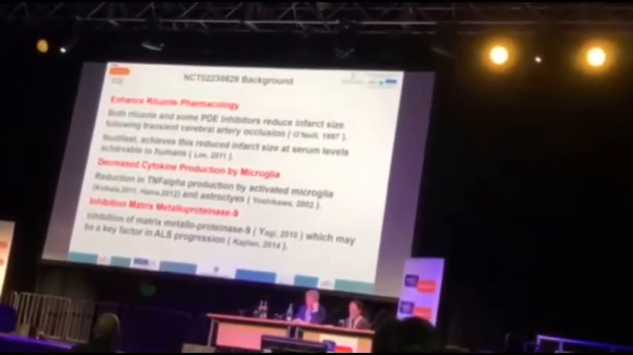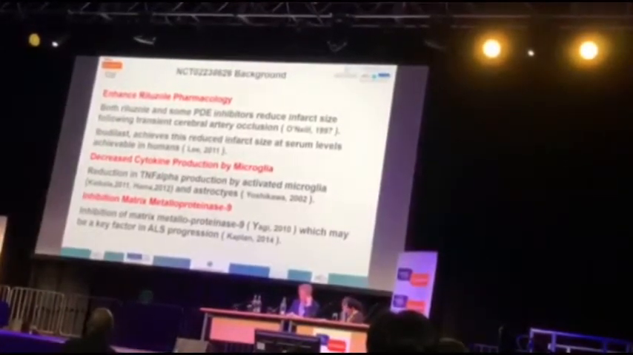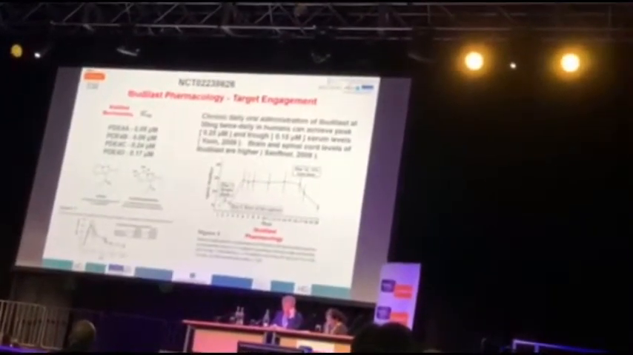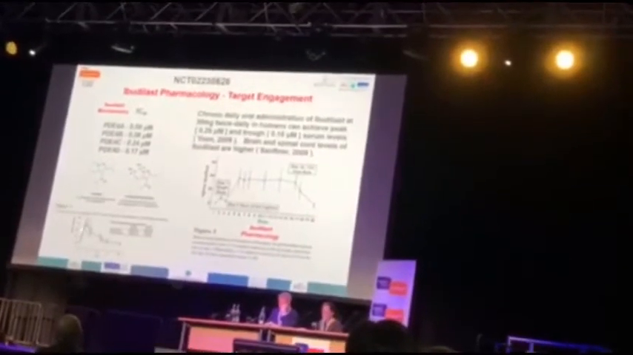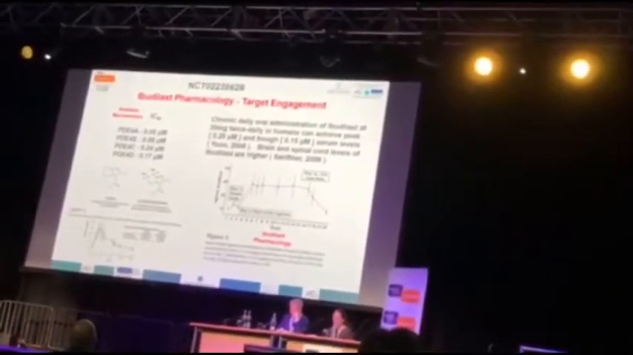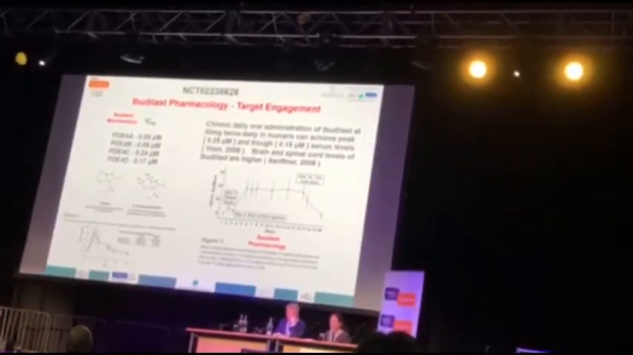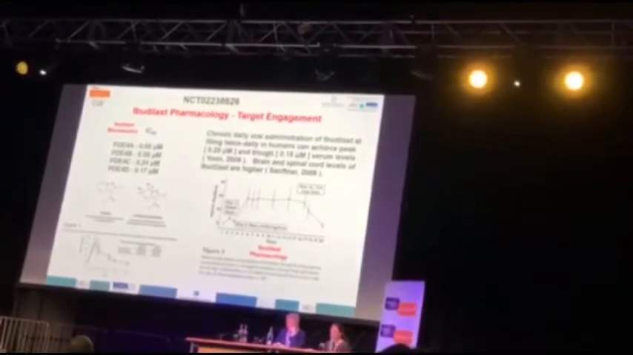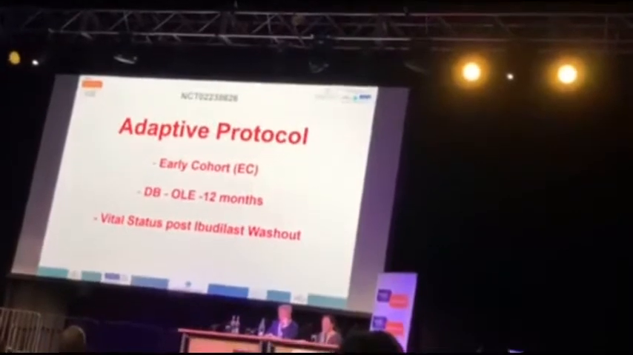We want to decrease cytokine production by microglia, and there's also an effect on metalloproteinase as well. So the levels that we can achieve with ibudilast are in a range that would inhibit all of the phosphodiesterases present, and the brain levels and spinal cord levels have actually been shown to be higher than what you get in serum.